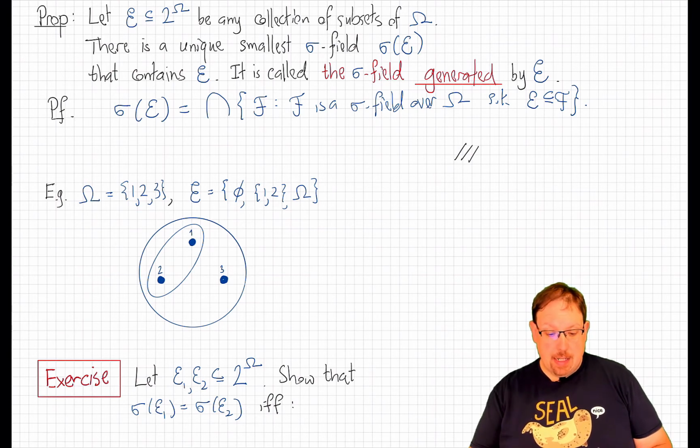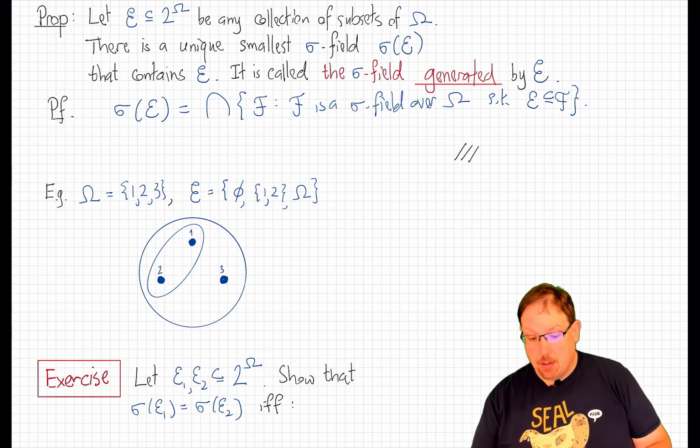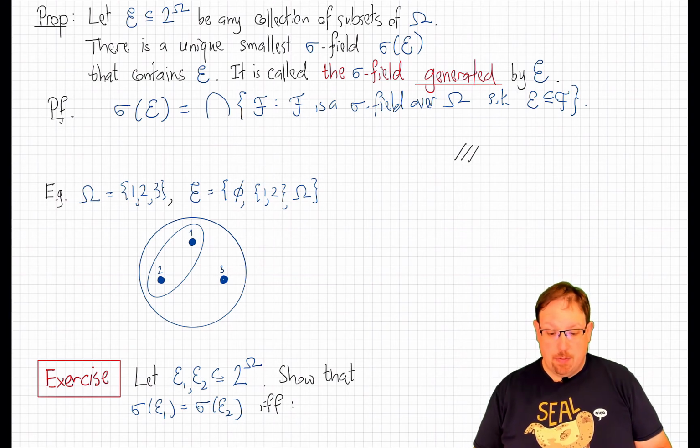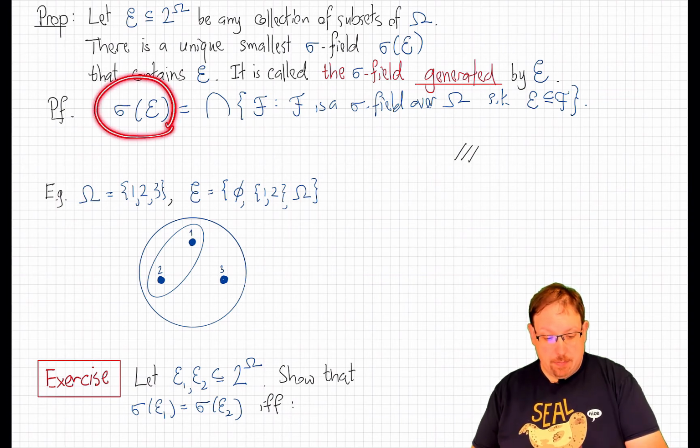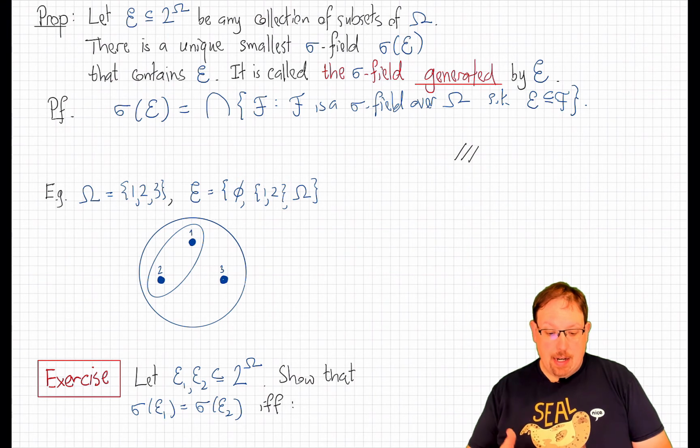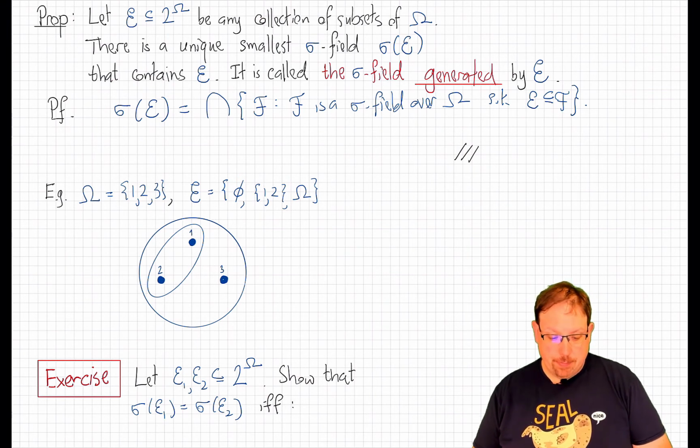And it is easy to see, this is a standard construction, that it is the smallest sigma field containing E, which means exactly that if G is any other sigma field containing E, then G must contain this. And that is an exercise that I'll leave to you.